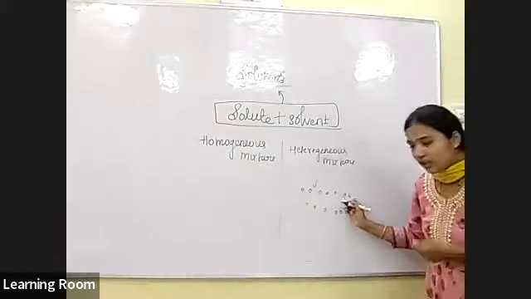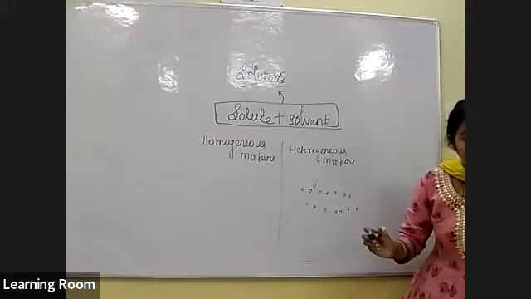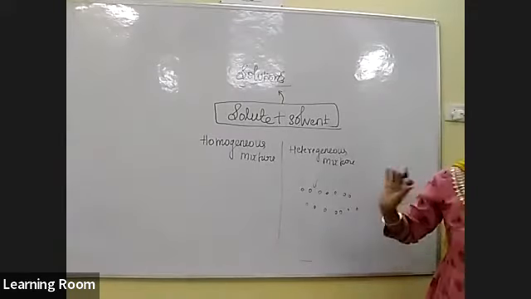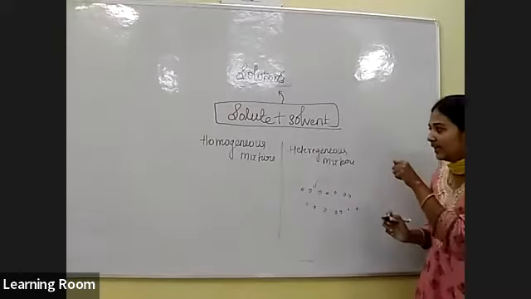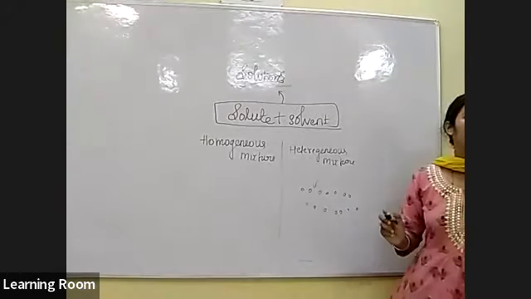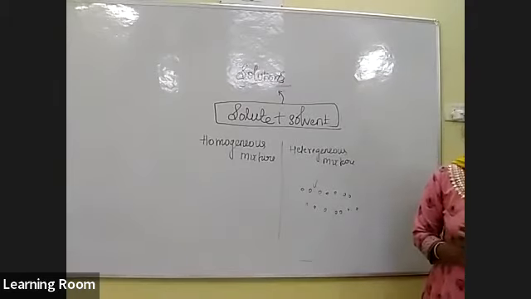So sugar in water, salt in water, everything follows a similar pattern. So this is a homogeneous mixture. And always remember, lemon water, lemon juice, everything.